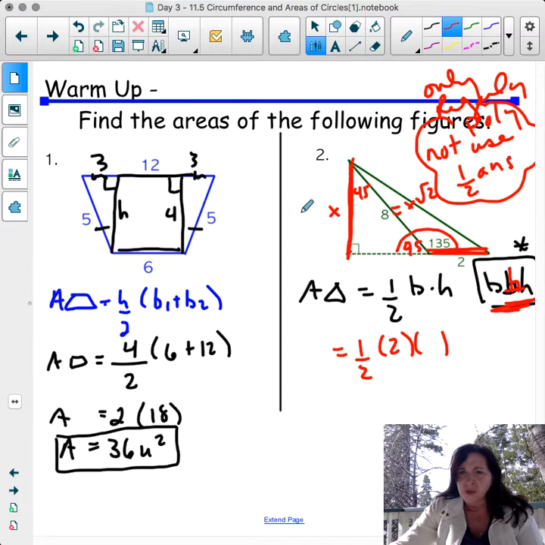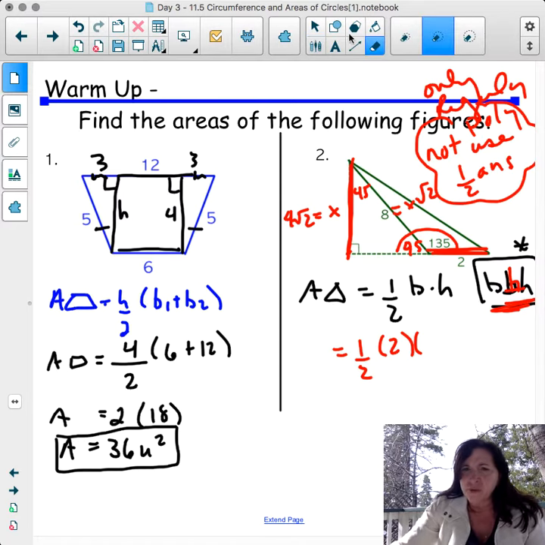So in order to find this side, I'm going to divide 8 by 2, so I get 4. And then I have root 2. So my height is actually 4 root 2.